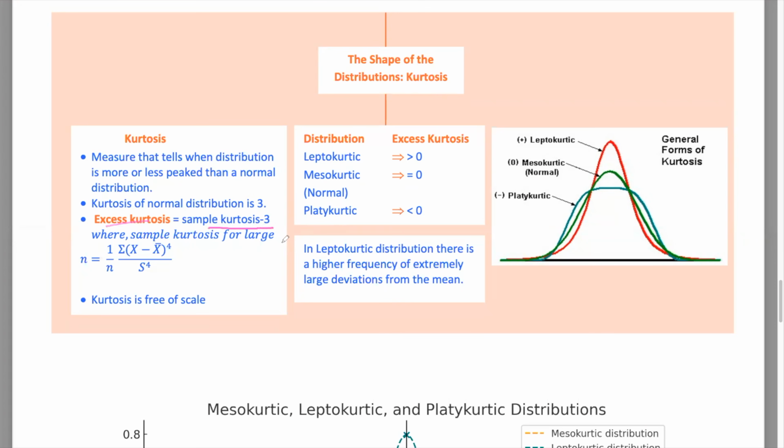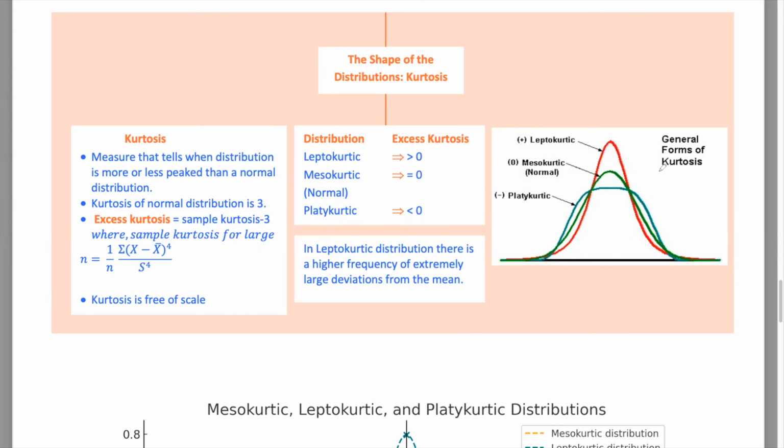To quantify kurtosis, we use excess kurtosis. The formula is kurtosis minus 3. For a normal distribution, meaning mesokurtic, the excess kurtosis is 0. If the excess kurtosis is greater than 0, we have a leptokurtic distribution. And if it's less than 0, we have a platykurtic distribution.